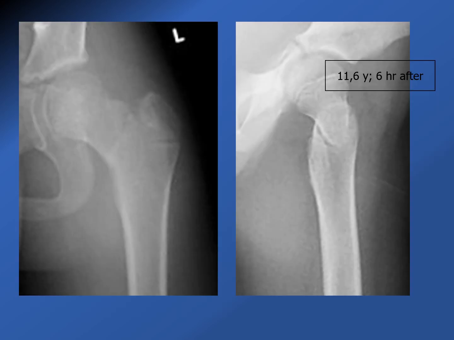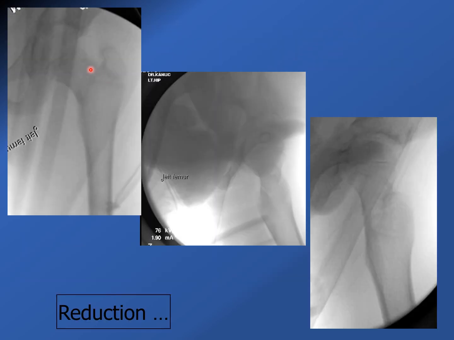So here is an example of a fracture of the neck. You can see here, this is a fracture of the neck. It's a proximal femur fracture in an 11-year, 6-month-old boy. So this was taken as soon as possible to the OR. Here we obtained a reduction. So these are intra-operative C-arm or fluoroscopy. We obtained the reduction of the fracture.